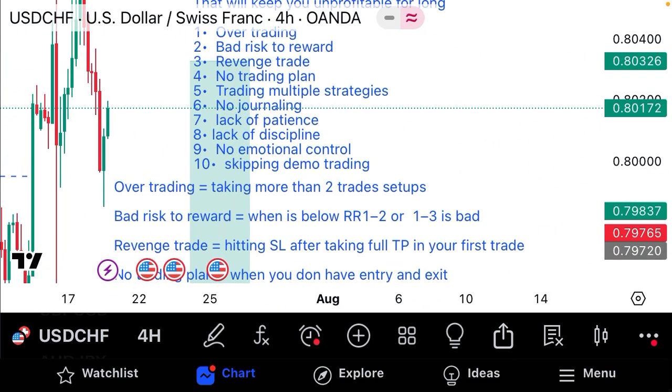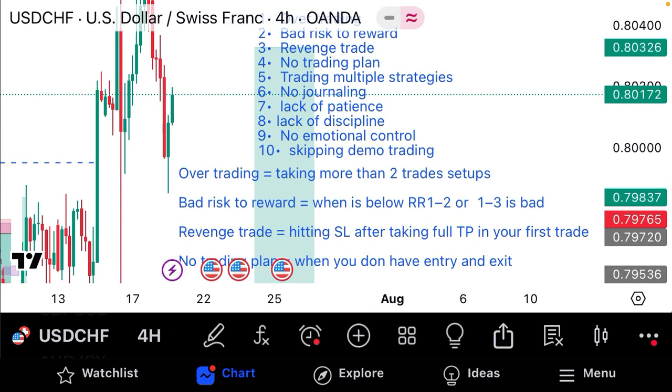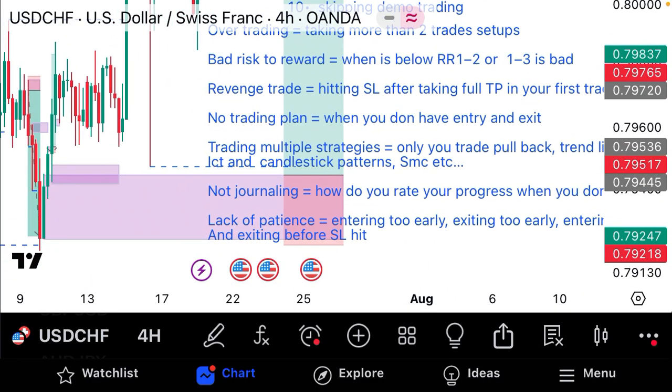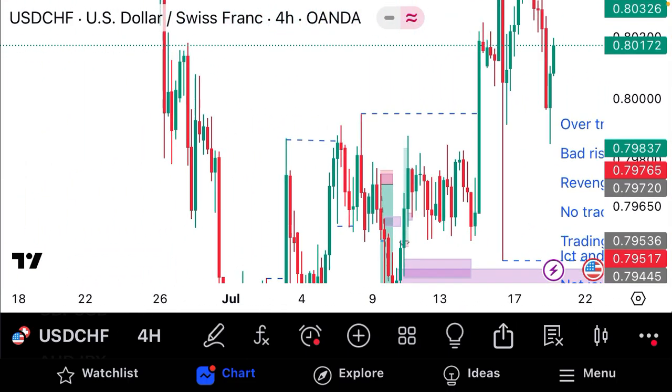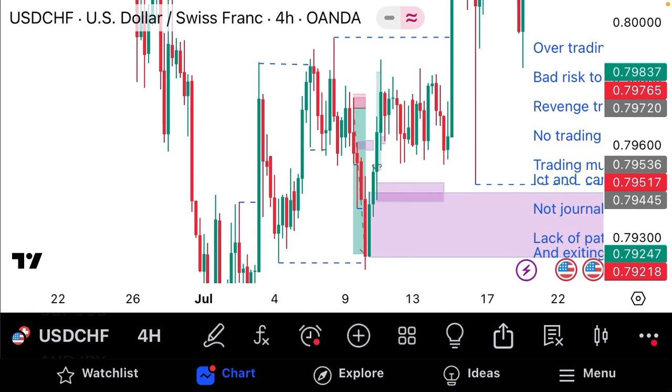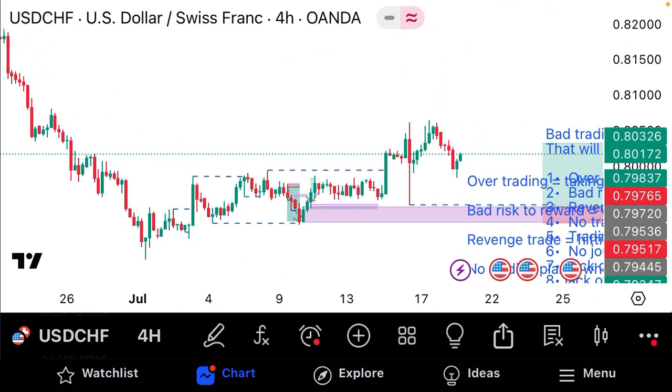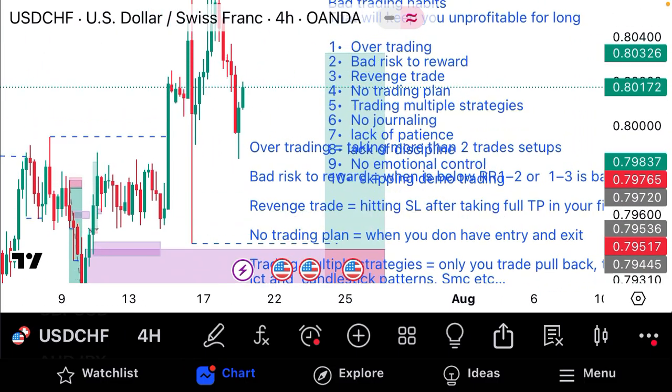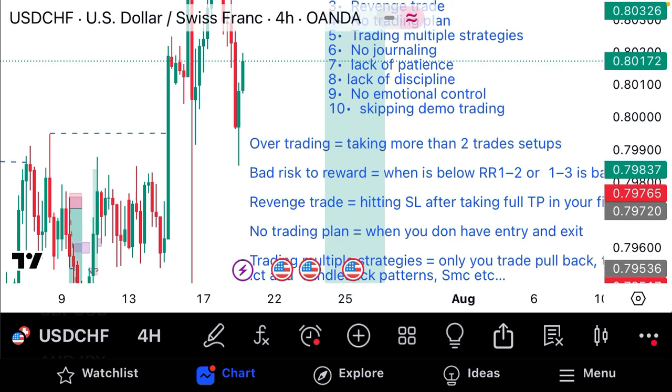We have lack of discipline, no emotional control, skipping demo trading. So I've taken these three in one go. I don't think I have much explanation there. Lack of discipline will always make you not journal your trades. Lack of discipline will always make you overtrade every day. Lack of discipline will always make you close out without allowing your SL to hit. Lack of discipline will cost you a lot in this industry.